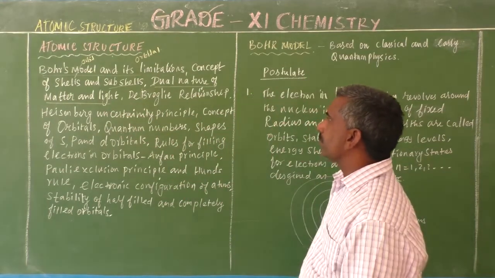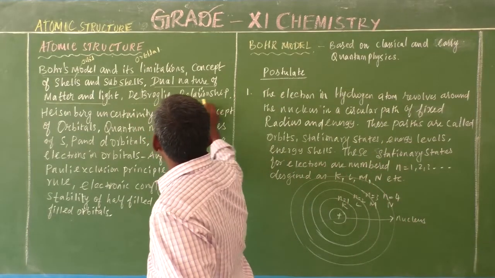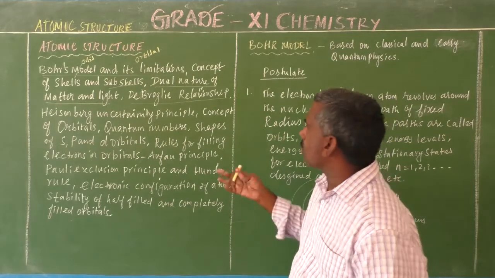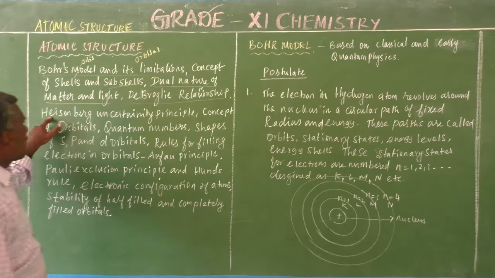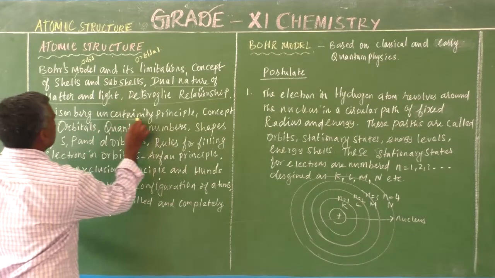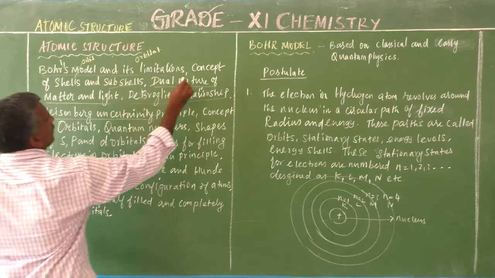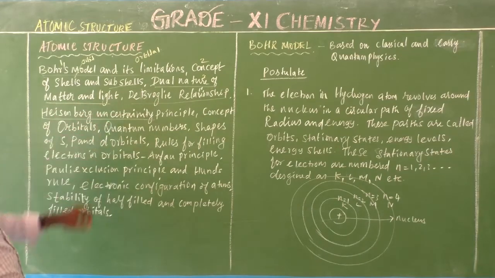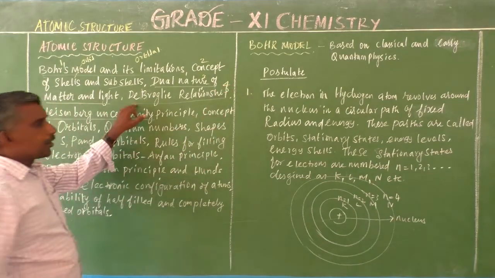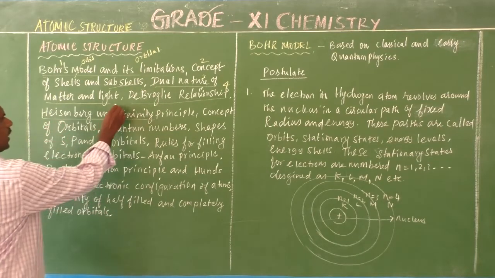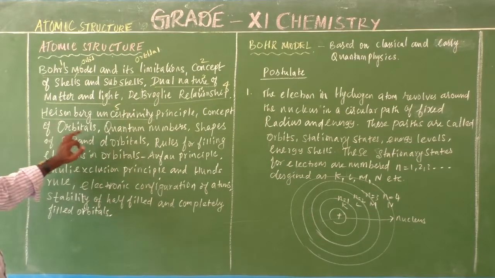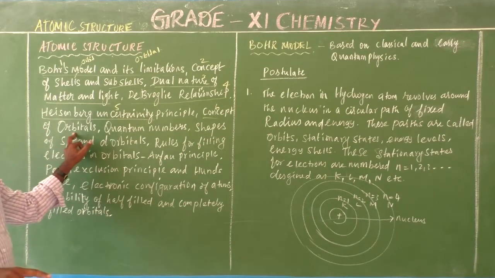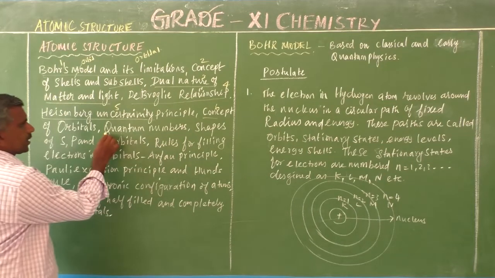Fourth, the de Broglie relationship, which relates wavelength and mass. Fifth, the Heisenberg uncertainty principle. So first, the Bohr model; second, the concept of shell and subshell; third, dual nature of matter and light; fourth, de Broglie relationship; fifth, Heisenberg uncertainty principle; and sixth, the concept of orbital: s orbital, p orbital, d orbital, and f orbital.